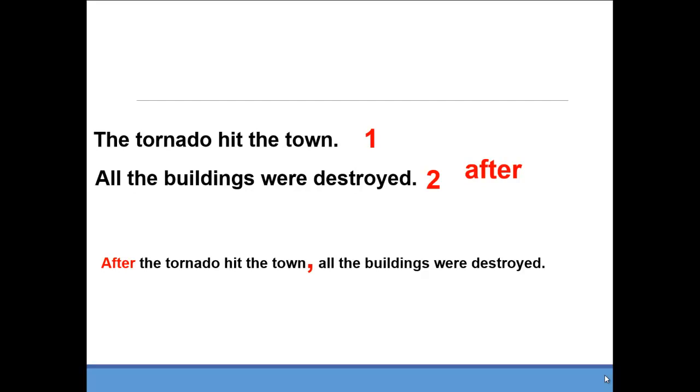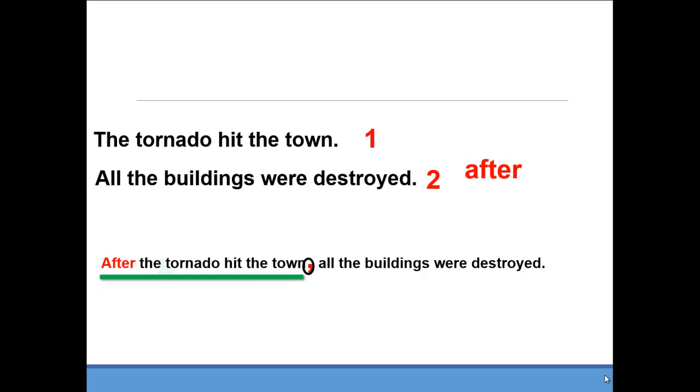Can we write it in another way? Yes. It can also be, all the buildings were destroyed after the tornado hit the town. The most important thing is to know the order of the events. Let's take a look at this one. After the tornado hit the town, does the conjunction start the sentence? Yes, it starts the sentence, and that's why we need to put a comma at the end of the first sentence. So please remember, when the subordinating conjunction starts the sentence, a comma is needed at the end of the first sentence.